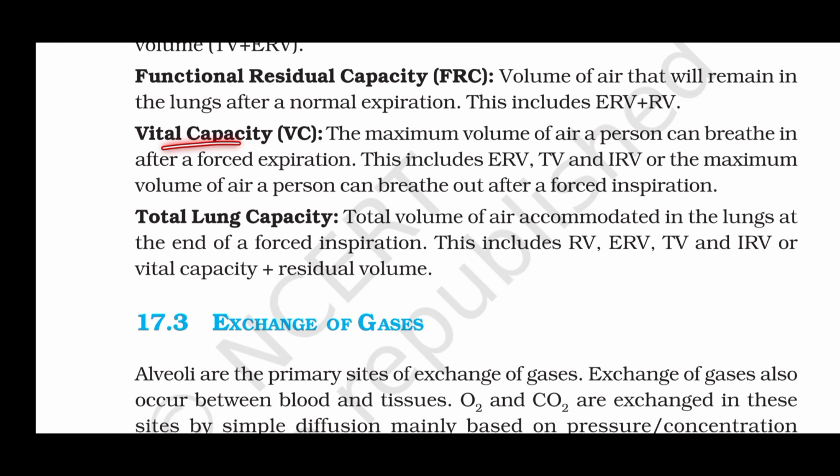Vital capacity: the maximum volume of air a person can breathe in after a forced expiration. This includes ERV, TV and IRV, or the maximum volume of air a person can breathe out after a forced inspiration. Total lung capacity: the total volume of air accommodated in the lungs at the end of forced inspiration. This includes ERV, RV, TV and IRV, or vital capacity plus residual volume.